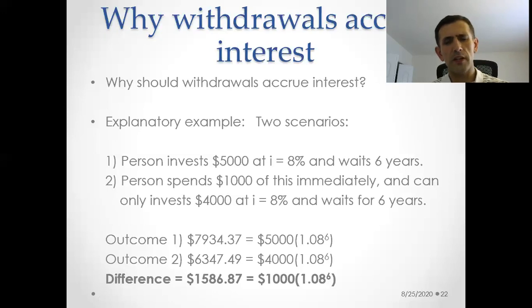So hopefully that makes sense. This is conceptually maybe a little bit tricky. In some sense, I think this concept is maybe one of the trickier parts of the course, kind of why withdrawals should accrue interest when you count it as negative money. But anyway, hopefully this makes sense.